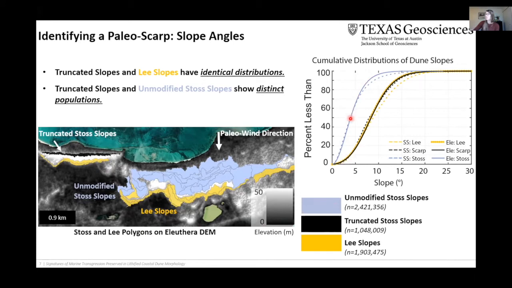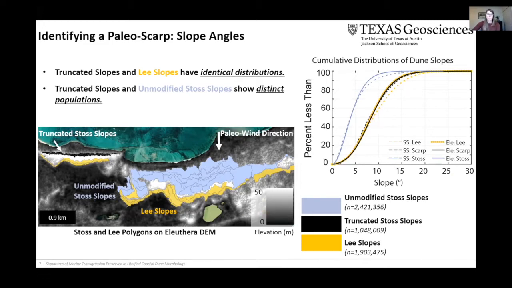And in the cumulative distribution curve here, the unmodified dunes have much lower distributions. Their means are around 4.4 degrees, whereas the scarped and the lee faces have very similar distributions with means of about 9 degrees. So we attribute the similarity of the scarped and lee faces to processes of grain flows, collapse of the steepest portion, and then diffusion of the slopes over time, which lower the slopes to an equilibrium angle on both the scarps and the lee faces.